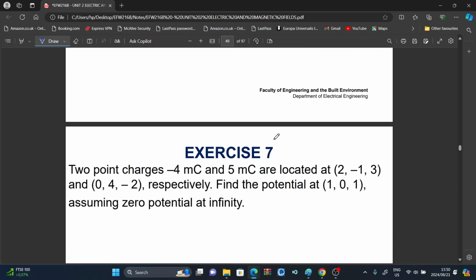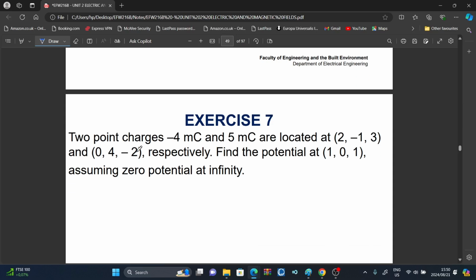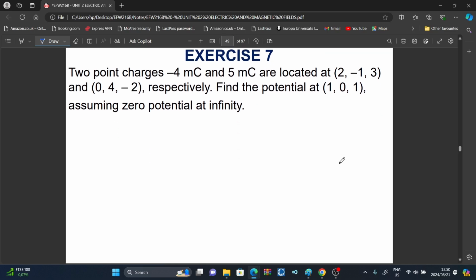I hope you do understand the formula usage here. It's much better when we use examples. So let's say we have example 7, where they ask us to calculate our question 7: two charges, minus 4 millicoulomb and 5 millicoulomb, located at these two vector points. Then we need to find the potential at 101. So that's a point.